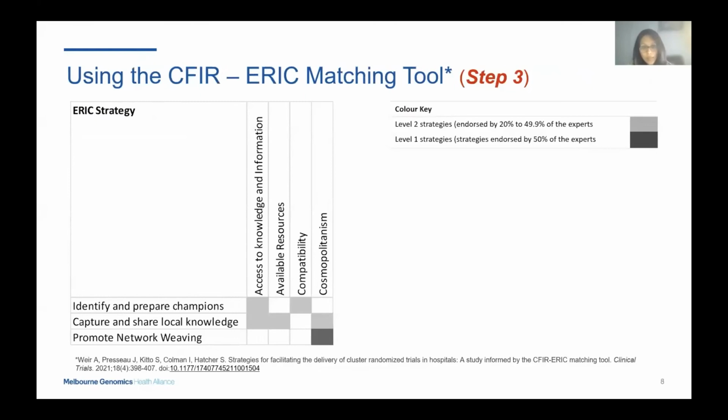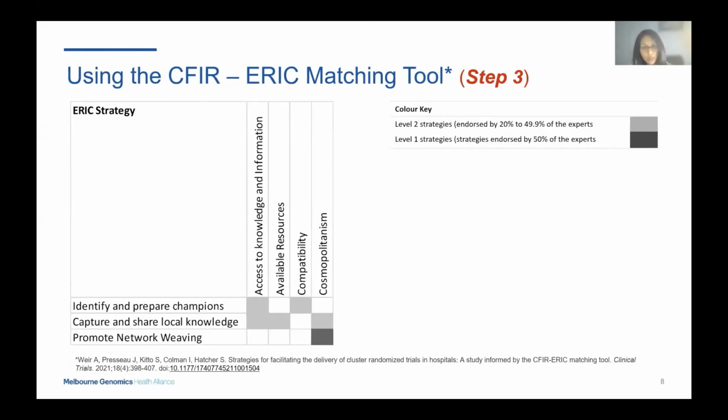This slide describes step 3. Once the challenges and the proposed strategies were mapped to the respective domains in CFIR and ERIC, we used the CFIR-ERIC matching tool to determine which strategies to retain or exclude based on what the evidence suggested. The tool identifies the top 7 ERIC strategies endorsed as appropriate to address a challenge mapped to a specific CFIR domain by 50% or more experts. This is considered level 1 evidence, as well as by 20 to 49.9% of experts. This is considered as level 2 evidence.